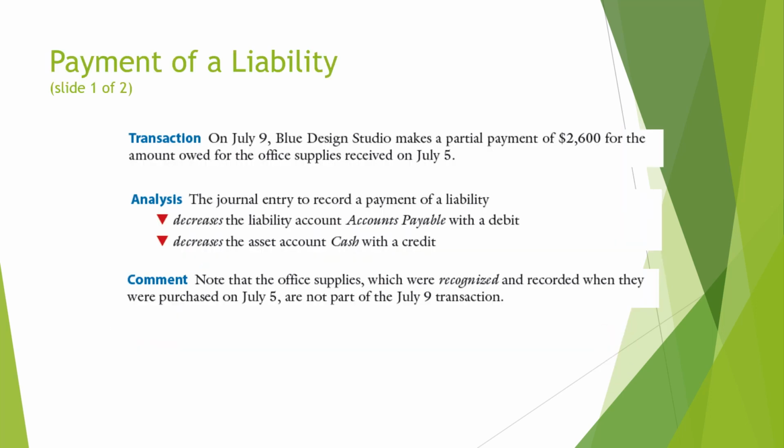On July 9th, Blue Design Studio makes a partial payment of $2,600. So whenever you make a partial payment, that means you paid out cash, so cash will go down, for the amount owed for the office supplies that we received on July 5th. So that means we're paying down a liability. So we're going to decrease our accounts payable and decrease our cash.